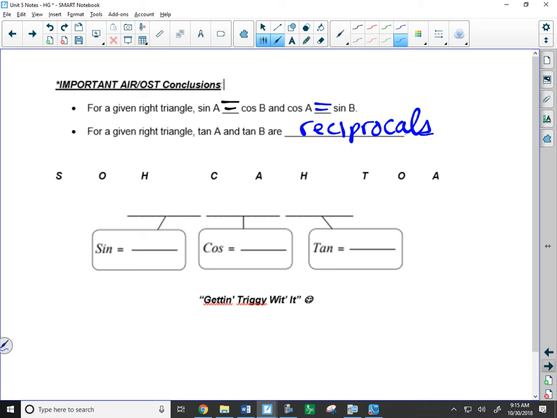Were you ever taught SOHCAHTOA in the past? Have you heard of that? Yes. SOHCAHTOA, yeah. Usually we do like a chain. Sine is equal to opposite over hypotenuse. It just fills out what it would be.